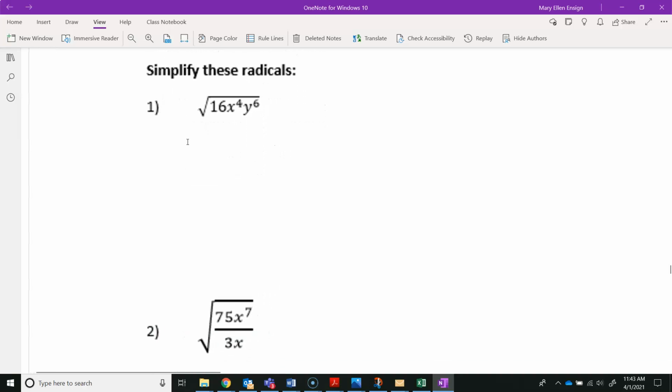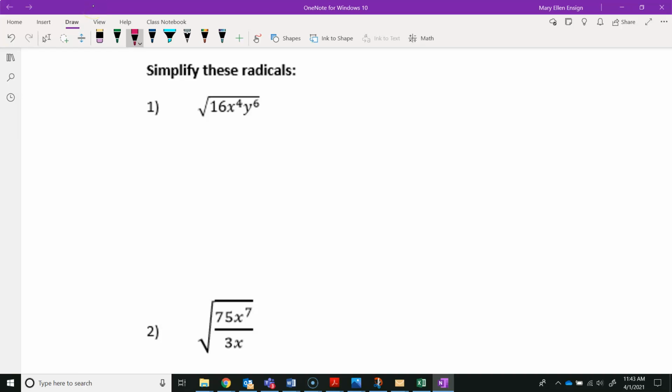Okay, so simplify these radicals. What I always like to do first is rewrite it so that each portion has its own square root sign. Then I'm just thinking about numbers, just thinking about x's, just thinking about y's. And we know we can do this from that product rule, right? So you don't have to do this. I always do, because I just think it's a lot easier to work with.